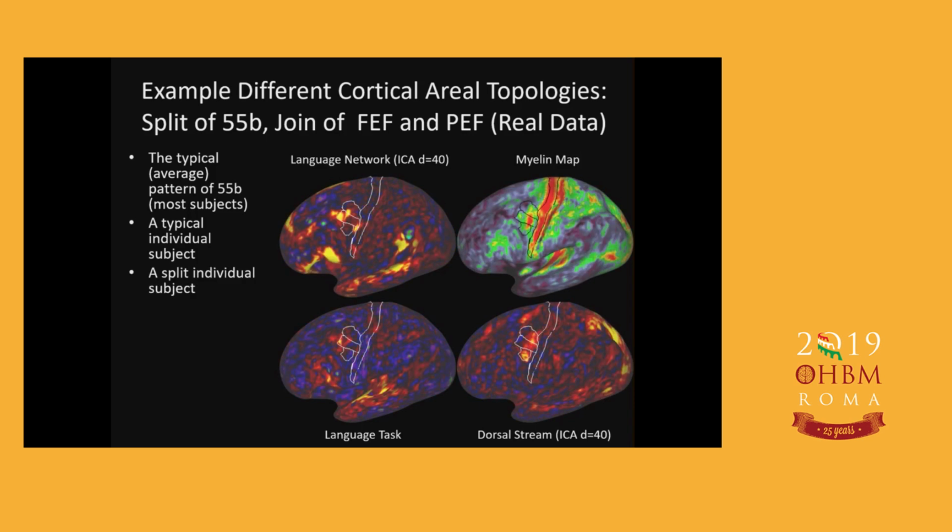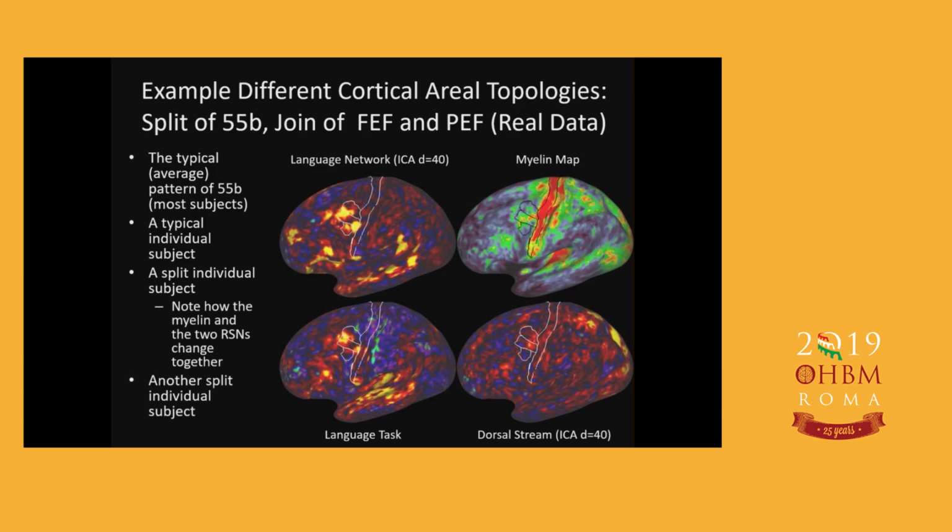If we look at a split subject, though, here we have two hotspots of functional activity, or functional connectivity, at these two pieces at 55B, and between them you have an absence of this. In that location of absence, we have high myelin, and we have connectivity to the visual stream network, the dorsal visual stream. So see how these things change together.